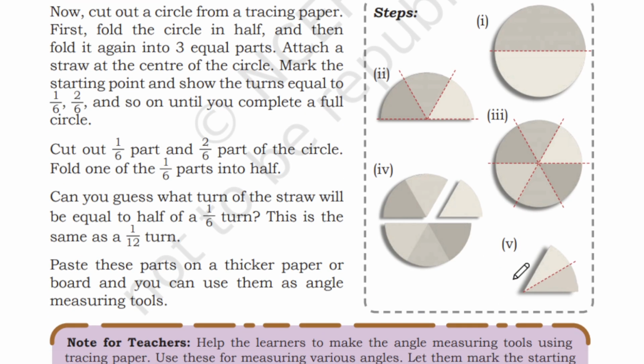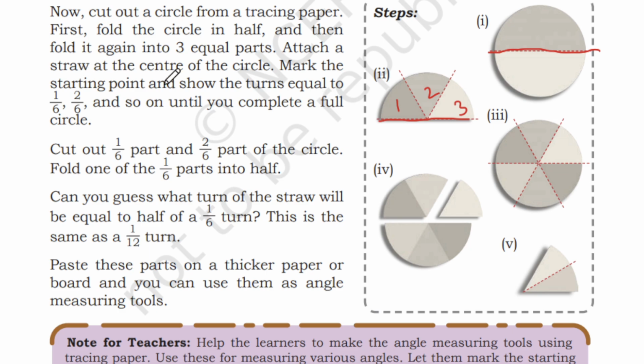Okay, next. Now cut out a circle from a tracing paper. First fold the circle in half. So first we have to fold the circle as given. Half of the circle you have to fold. Then fold it again into 3 equal parts. So here you have to fold it again to get 3 equal parts. Attach a straw in the center of the circle.